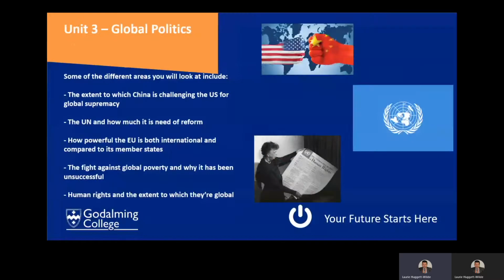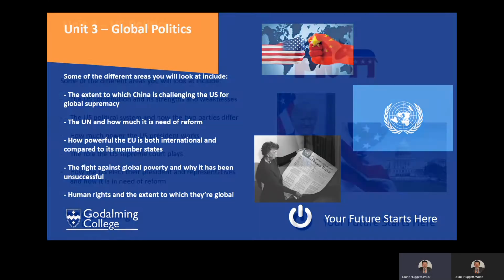For your Unit 3, you have a choice between either global politics, in which you study the challenge that China is posing to America in terms of global supremacy and who's the global superpower. You look at the UN and how much in need of reform it is. You look at the EU and how powerful the EU is, both in terms of international stakes, but also in comparison to its member states. You look at the fight against global poverty and why this has been unsuccessful in parts, and look at human rights and the extent to which they're truly global in nature.